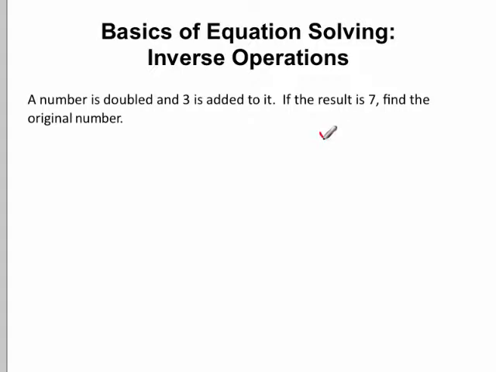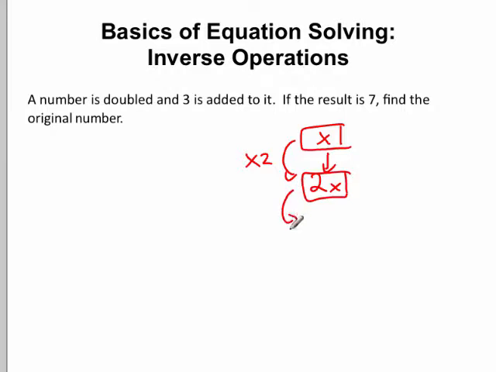I have a number which I'm going to say is x because I don't know what it is, and I'm going to double that number, it says, so I'm going to multiply by 2, which means my x turns into 2x. And I'm then going to add 3 to that, and so that's going to give me 2x plus 3.